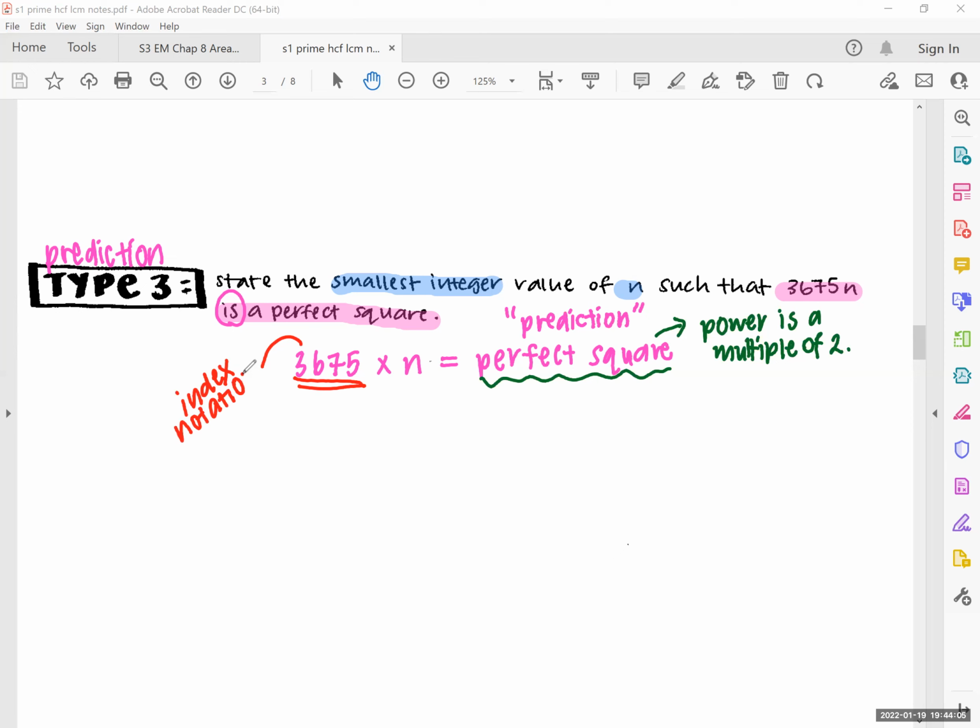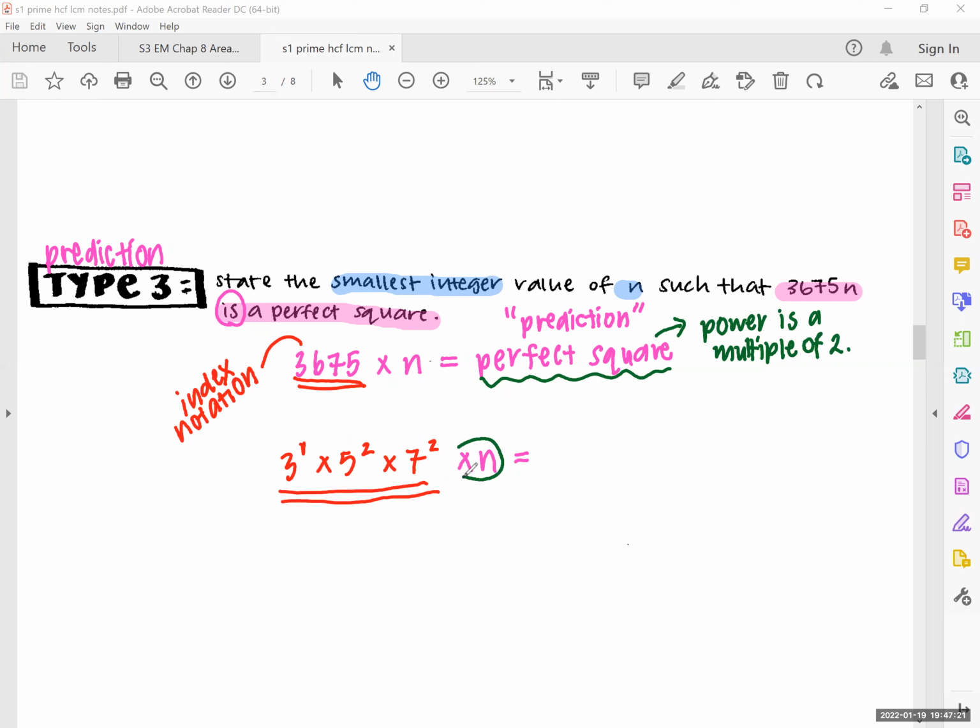Pause the video. See whether you can get the same answer as me. I hope that you get the same answer as me. There's 3 times 5 to the power of 2 times 7 to the power of 2, which is your 3675. Can you see times n? So I just follow with times n. Guys, let me ask you, when they don't put any power here, by default, what number is it? 1. Very good. By default it is 1 if they don't put anything.